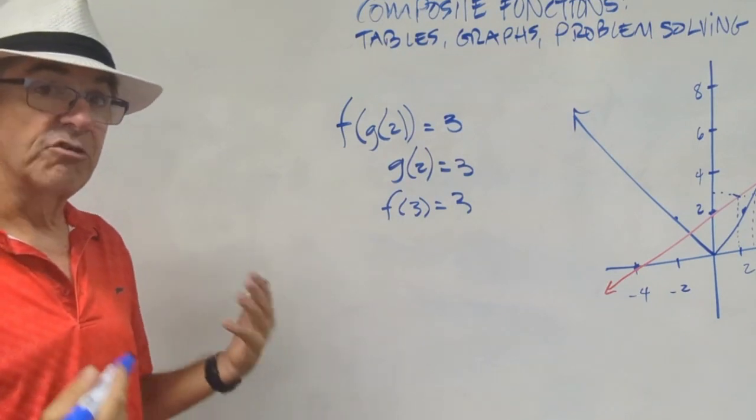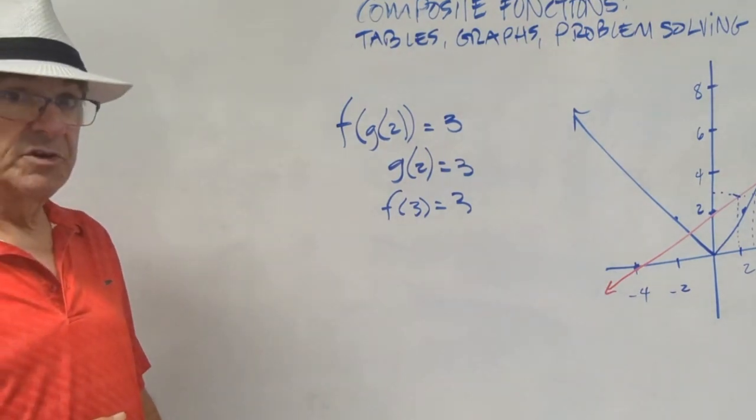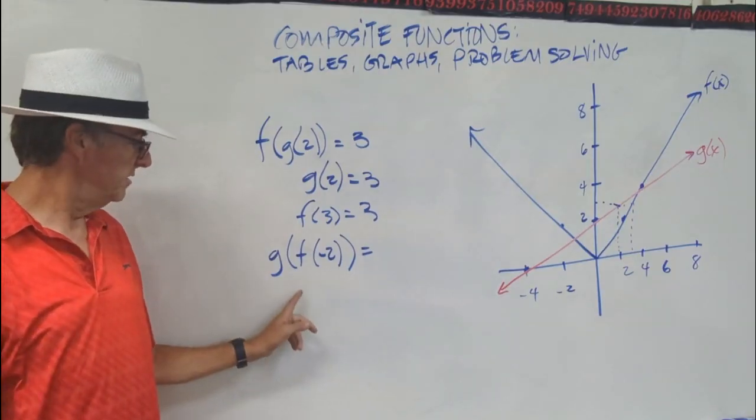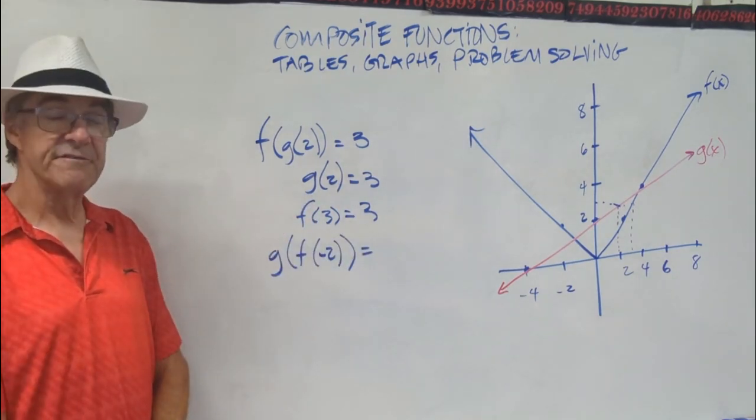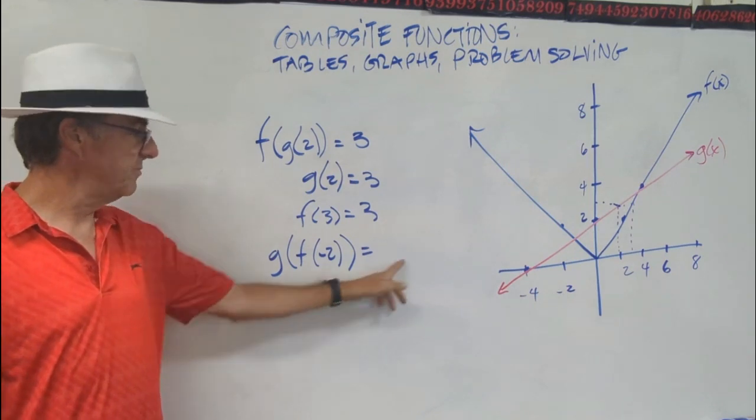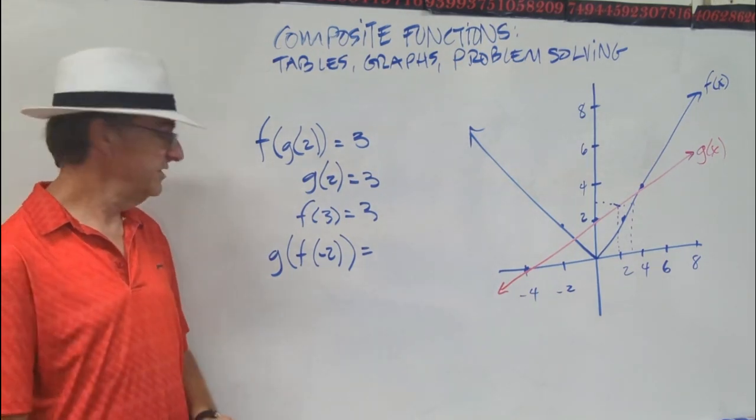Now I just did that graphically. I want to give you another one. So try this one. G of f of -2. Use that same technique, use the graph, and go ahead and see if you can figure out what this composite function is. Okay, let's see how you did.